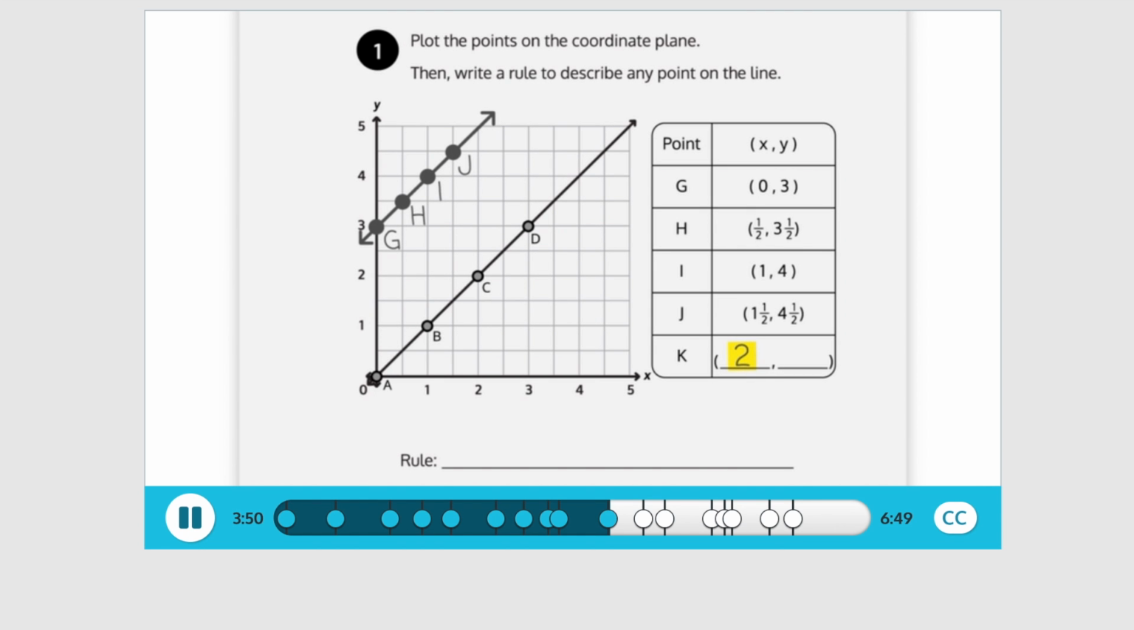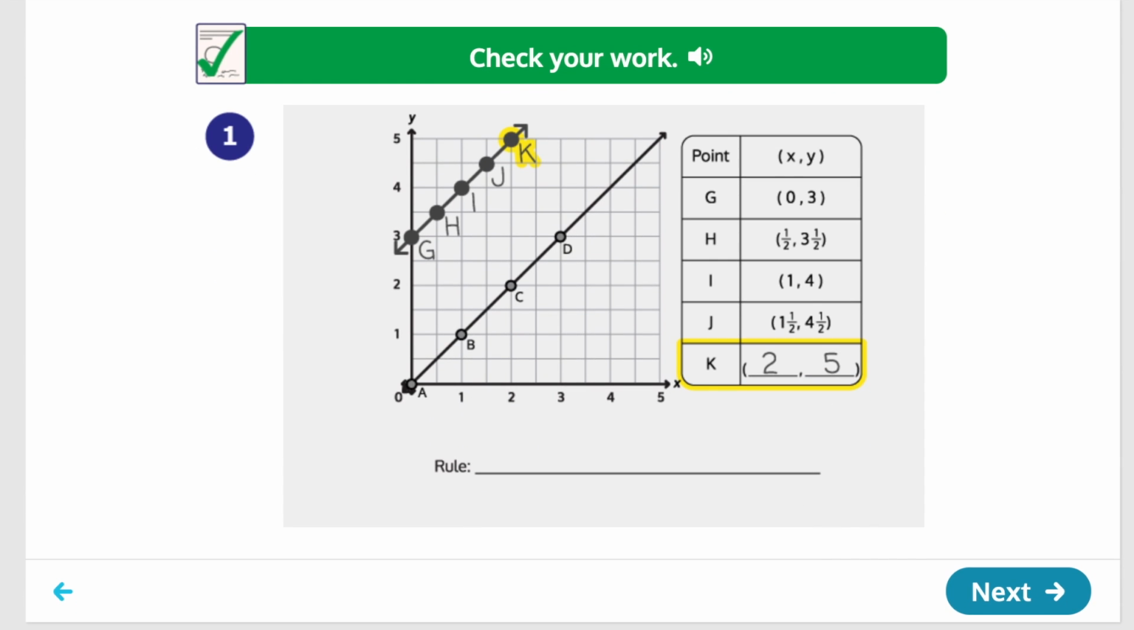If x is 2, then y is 5, because y is always 3 more than the x-coordinate for points on this line. We can plot point K here at (2, 5). It's on the same line because the x-coordinates and y-coordinates have the same relationship. Check your work. All right, go ahead and check your work and discuss any errors that were made.